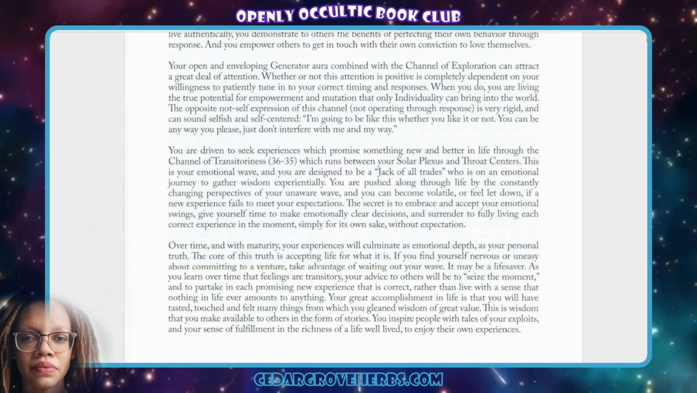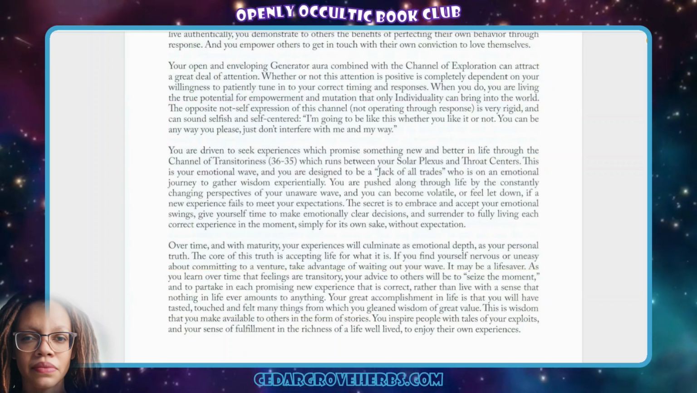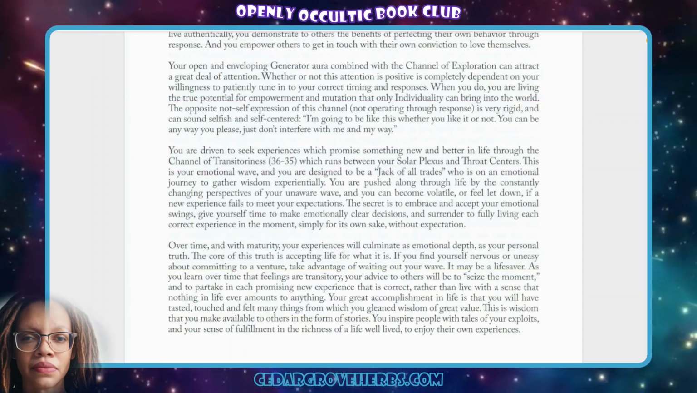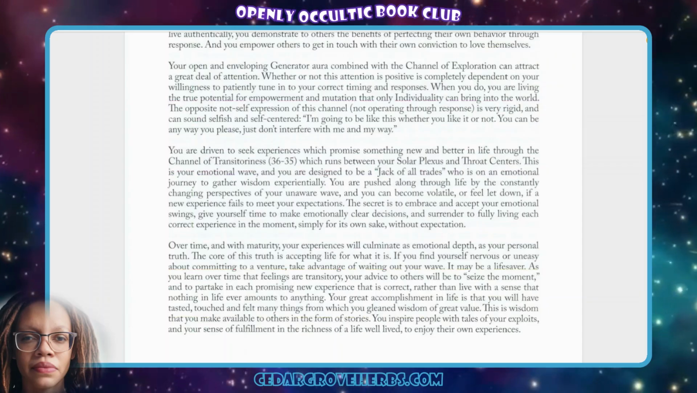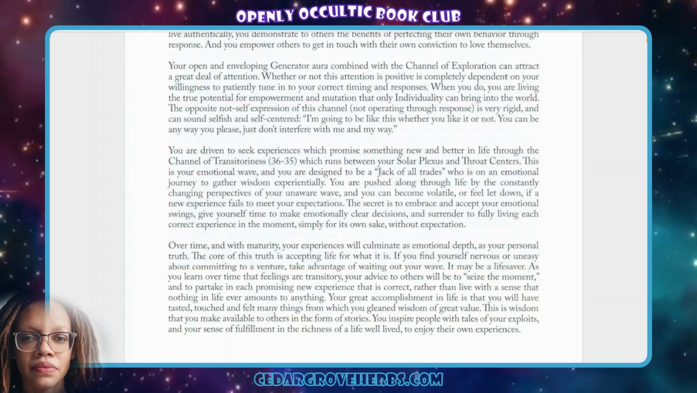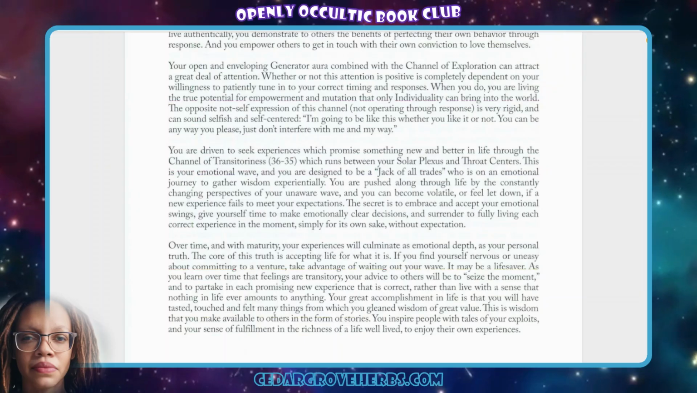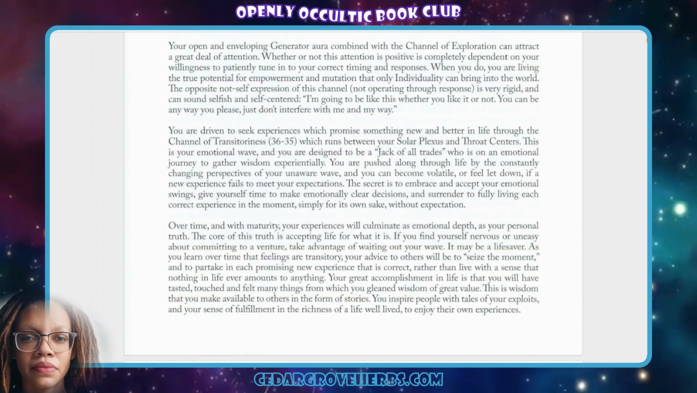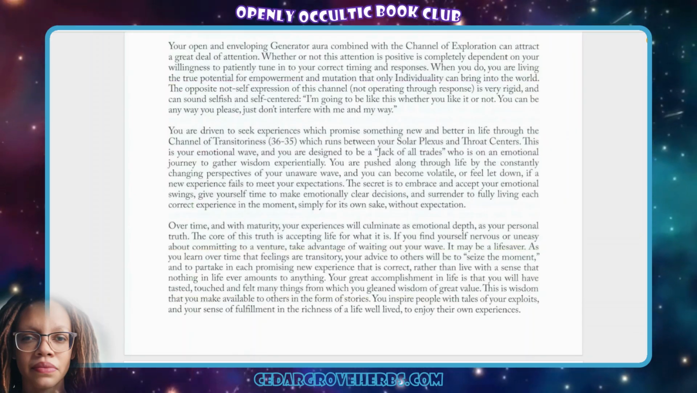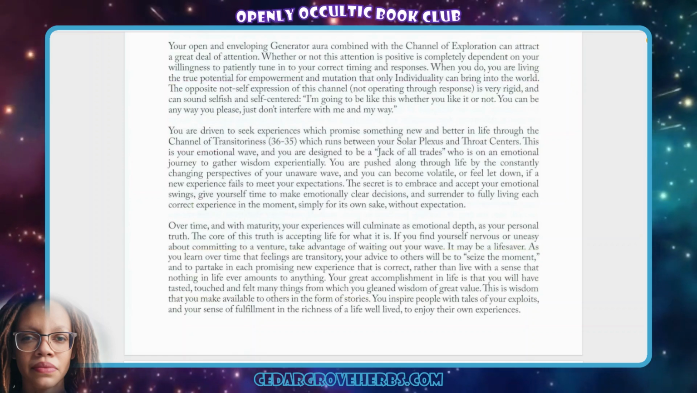The secret is to embrace and accept your emotional swings, give yourself time to make emotionally clear decisions, and surrender to fully living each correct experience in the moment, simply for its own sake, without expectation. That's key. Without expectation. One of those emotional waves is based on expectations. The emotional wave just builds up, builds up, it builds up because you got all these expectations, and then it crashes and falls because you're let down from these expectations that you build up in your mind.